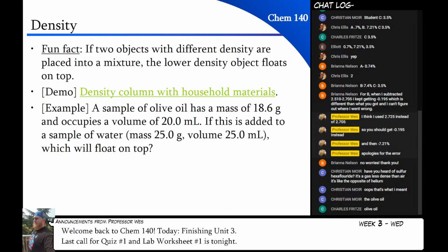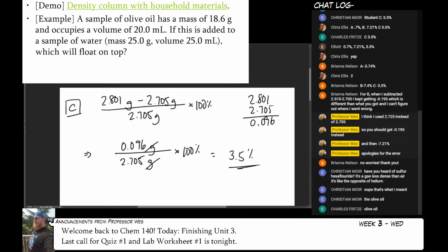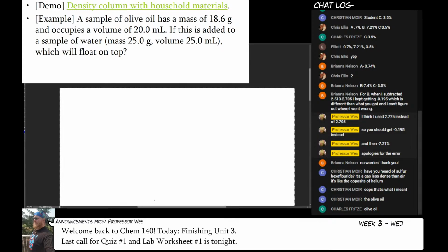All right, so let's draw a little picture of this, once we figured out the densities. So, okay, the problem appeared there. Oh, weird. I guess it had the memory.